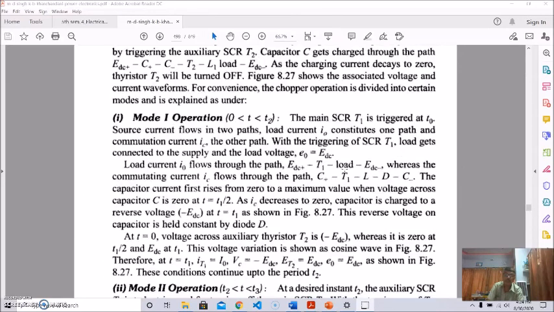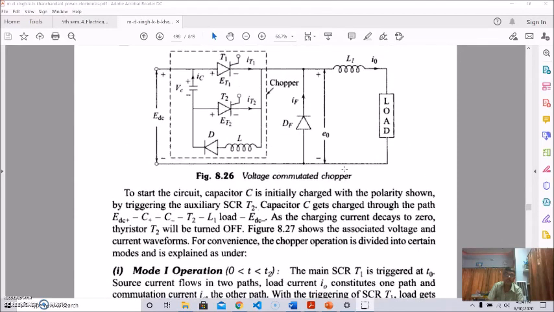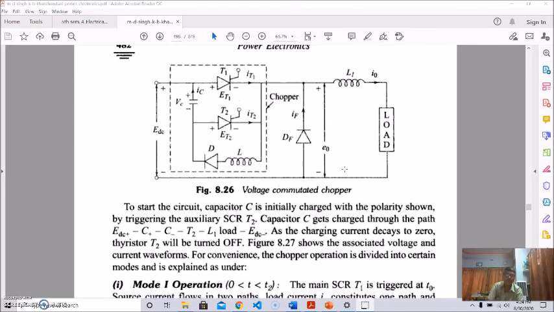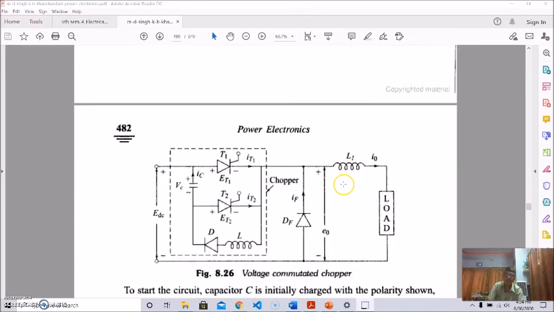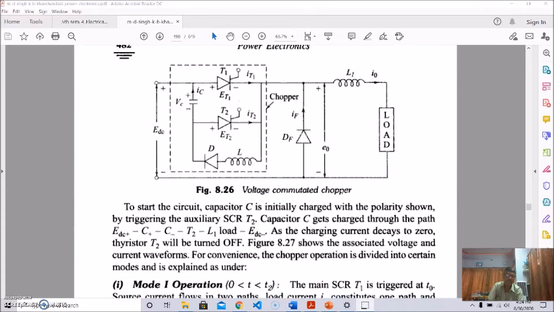Also we have discussed the design considerations of the main components of the commutating circuit, that is capacitor C and inductor L, and what compromise you have to make between these two components so that a suitable voltage commutated chopper circuit can be designed.